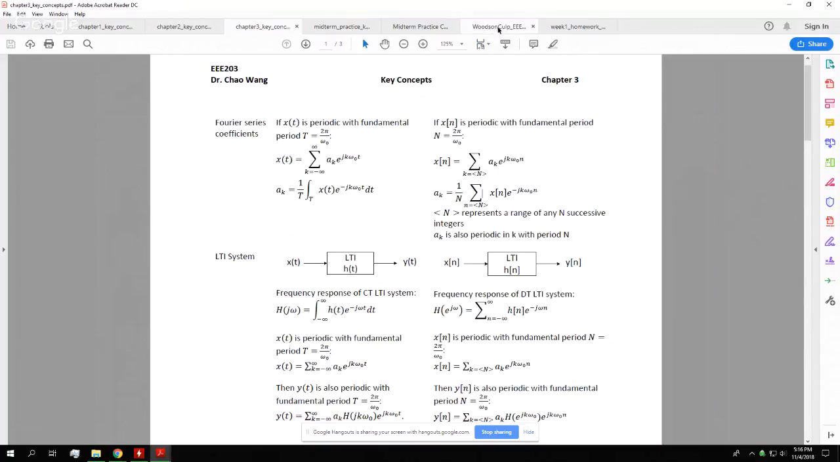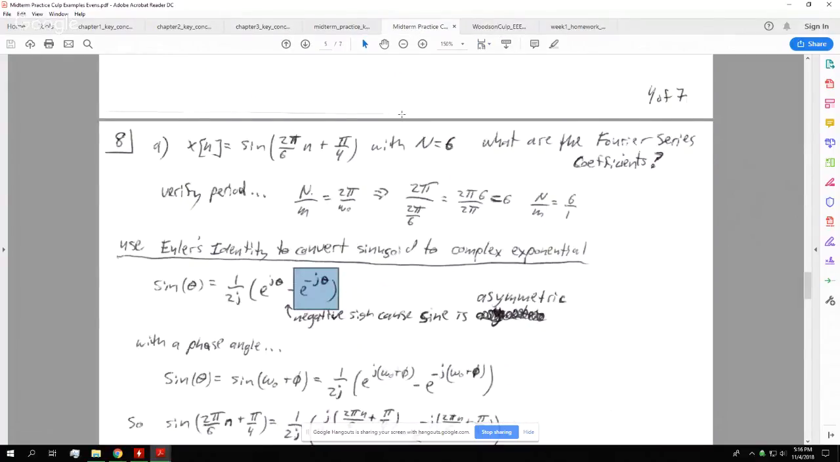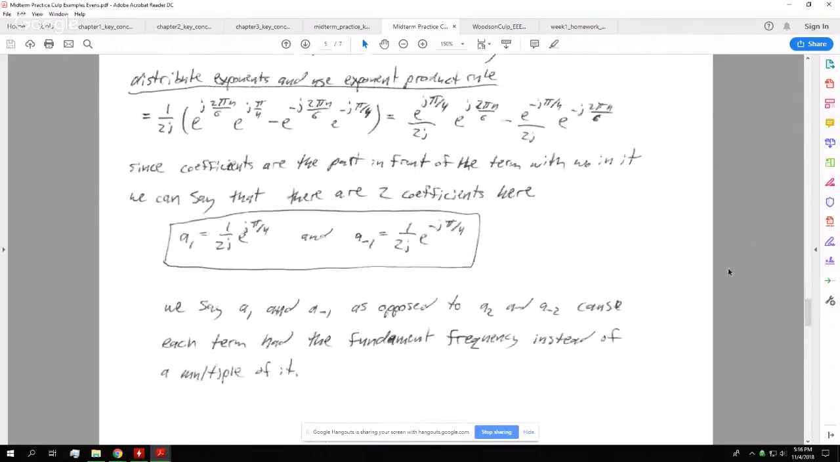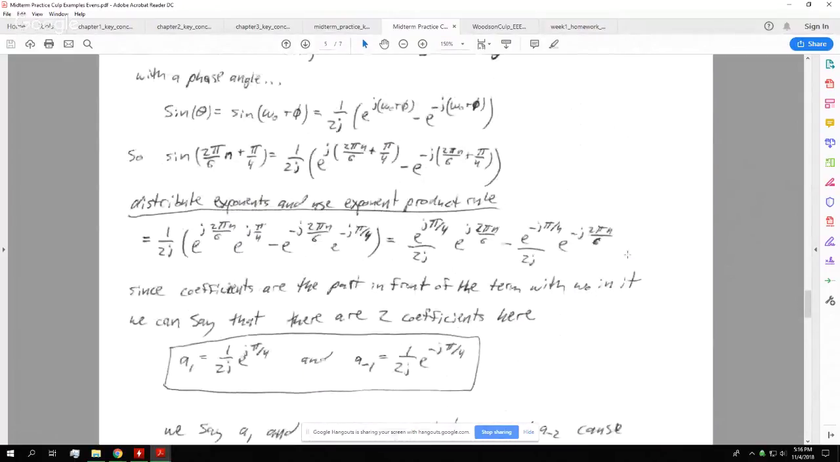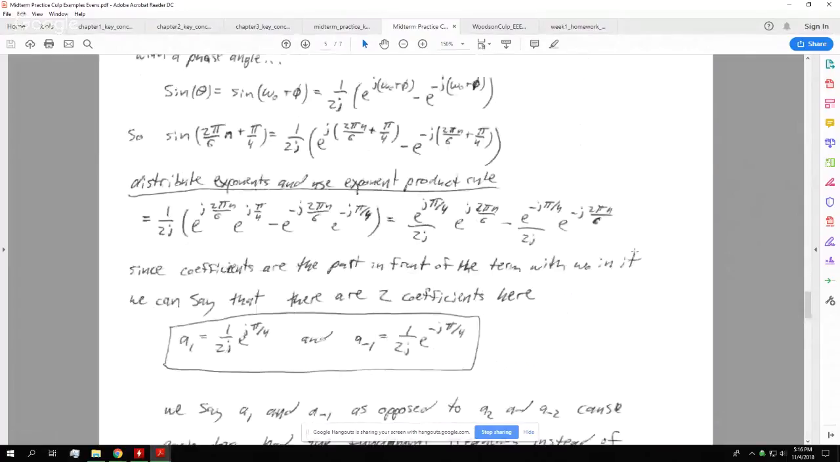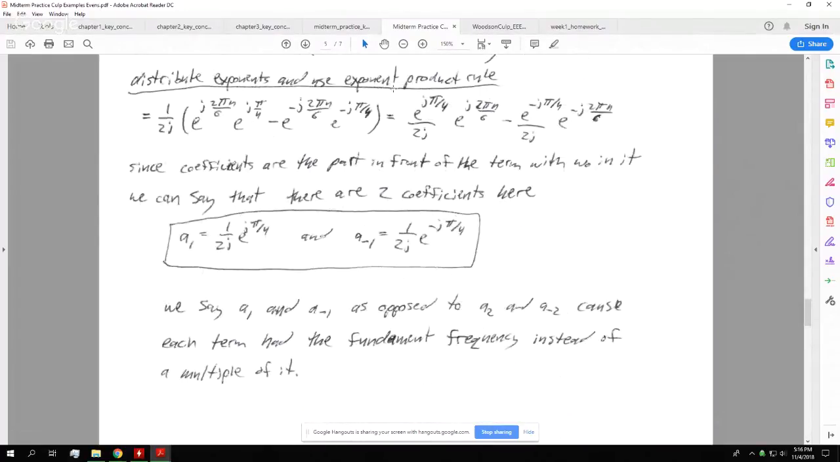So let me go back to my notes. If we're doing that summation over the whole period, and we only come out with two terms, that means we have two Fourier series coefficients. Now, what are those Fourier series coefficients?